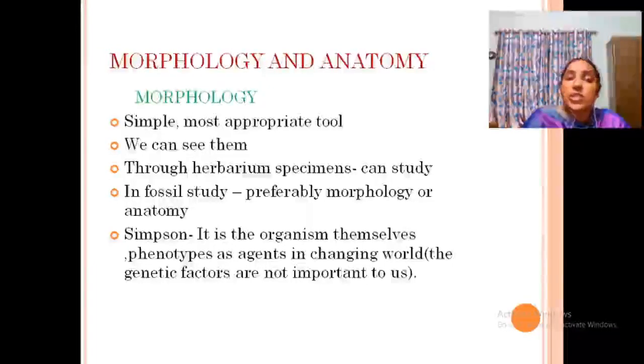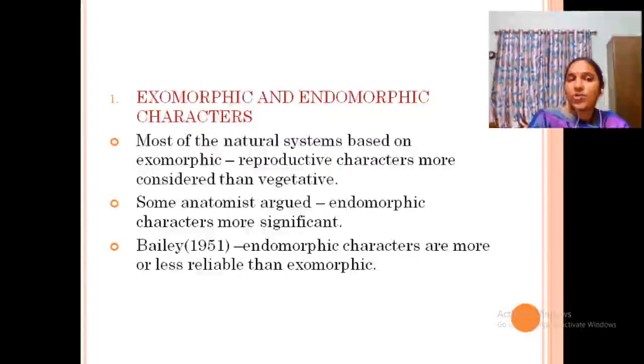Morphology. This is a very important, very simple and most appropriate tool that we use in order to study taxonomy. And why do we use this? Because we can see the characters, and even by looking at herbarium specimens you can study them. In fossil study also we preferably use what? Morphology or anatomy. This is a very simple technique. There is no taxonomy without morphology, and there are exomorphic as well as endomorphic characters.